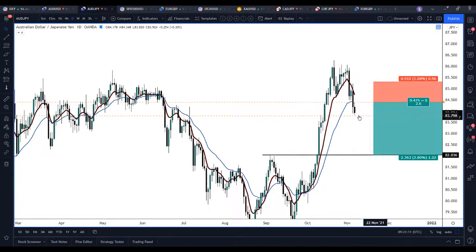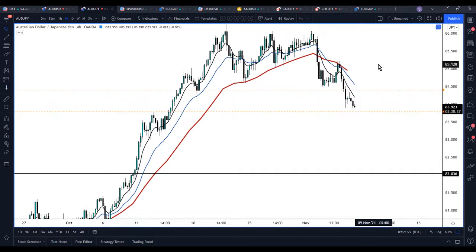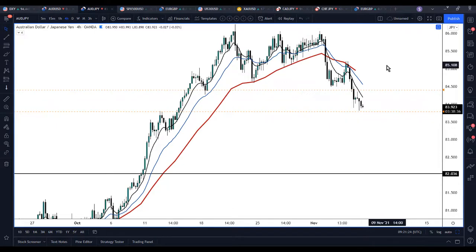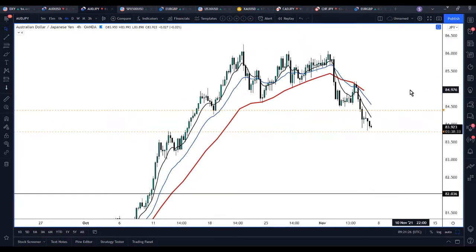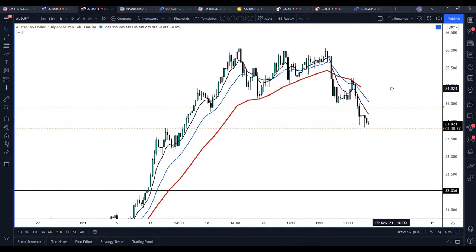Moving averages on the daily are still bullish, but you always see the change of cycle, the smaller changes first on the smaller time frames, obviously, and then you'll see them on the bigger time frames afterwards. So just looking at the 4 hour, the 4 hour is now bearish. We're seeing lower highs, lower lows, so we'll be looking to sell this market.